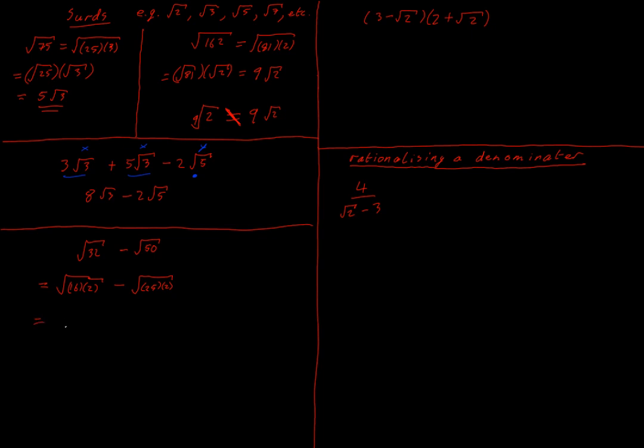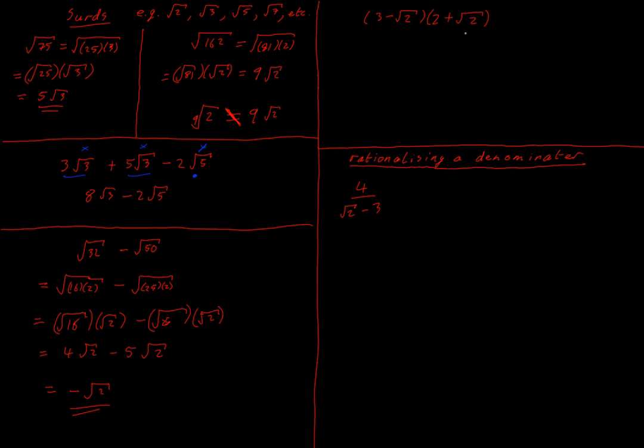Now I can break these up. So I can break those square roots up. The square root of 16 multiplied by the square root of 2 minus the square root of 25 multiplied by the square root of 2. And I get 4 root 2 minus 5 root 2. And because these have the same surd, they're effectively the same letter, like we would have in algebra. So they're like terms, we can subtract them, and I end up with minus root 2. Minus 1 root 2 is my final answer.